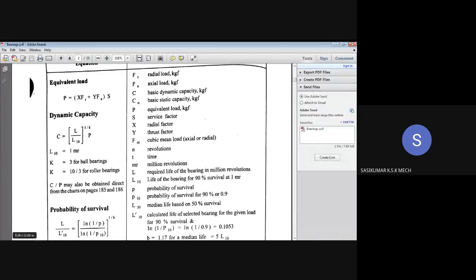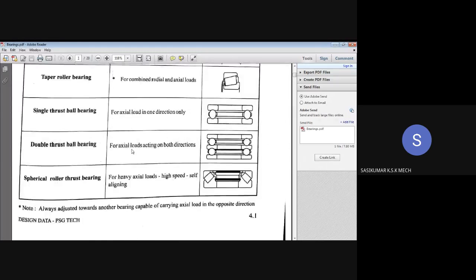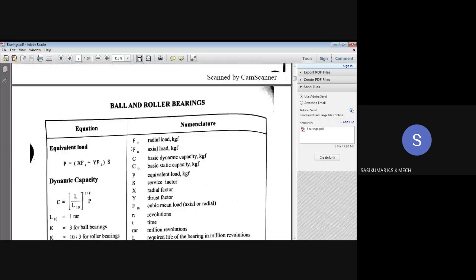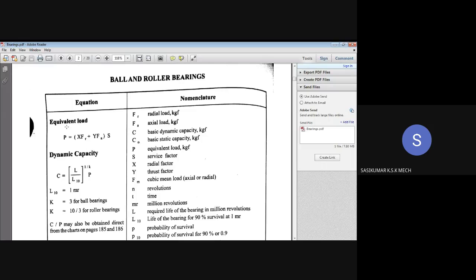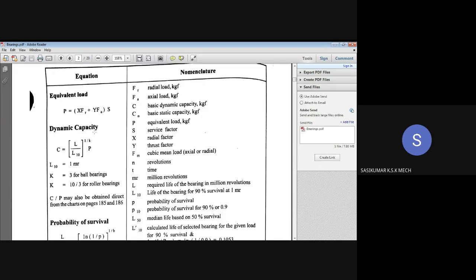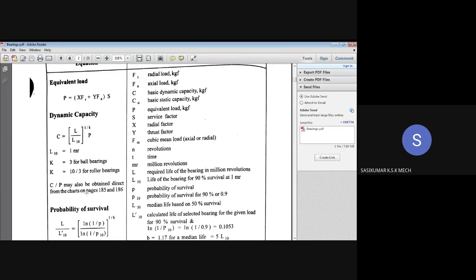So I think this screen is shared with you. So this is the data book page. And for ball and roller bearings, you have the various equations. As I told, you have the equivalent load equation, and you have the dynamic capacity equation, and here you have this equation, that is C equal to (L by L10) power 1 by K into P. After rearranging this, you will have a certain equation. As of now, let us have this equation.